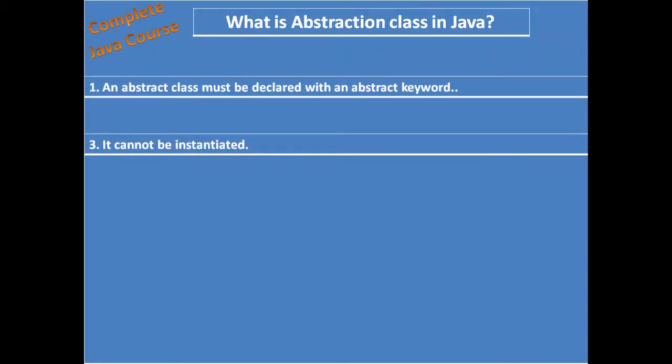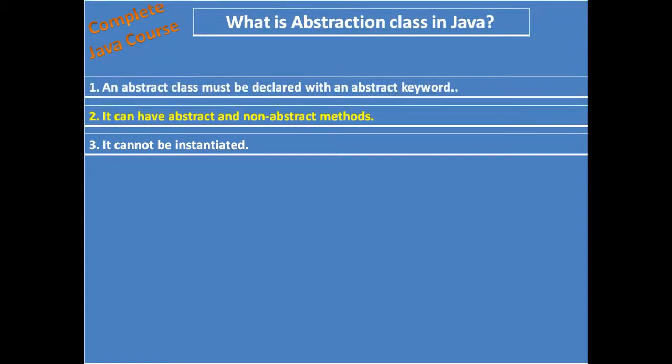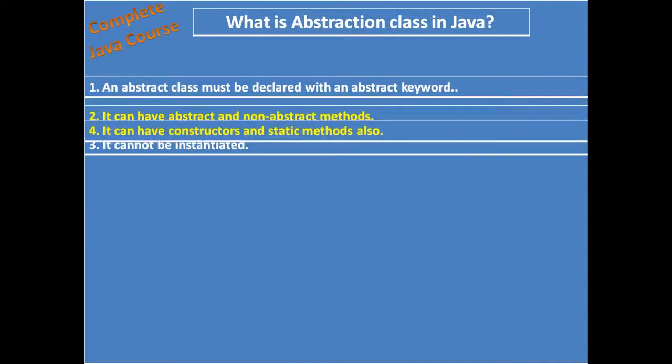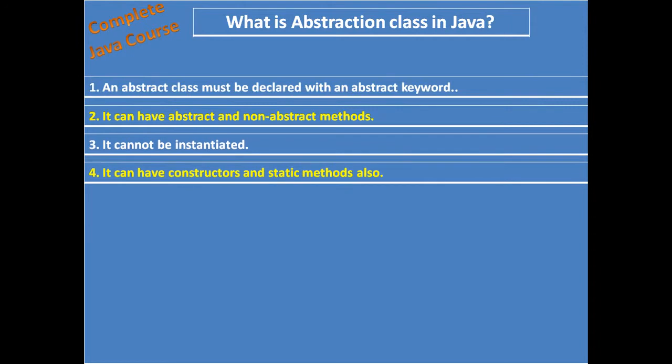Number two, it cannot be instantiated. Means you cannot create an object of the abstract class. Next, it can have abstract and non-abstract methods. Means in the abstract class you can have both kinds of methods, without a body or with a body. Number four, it can have constructors and static methods also. In the abstract class you can define the constructor and you can define the static method.